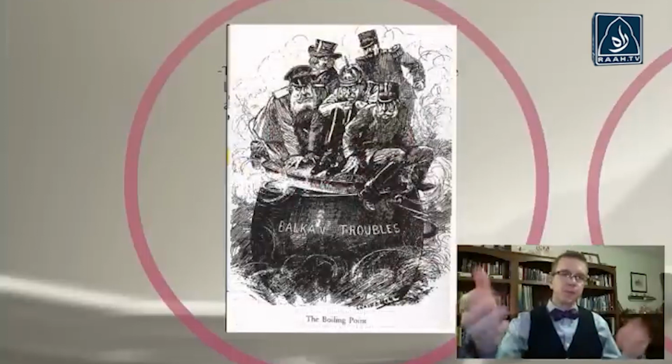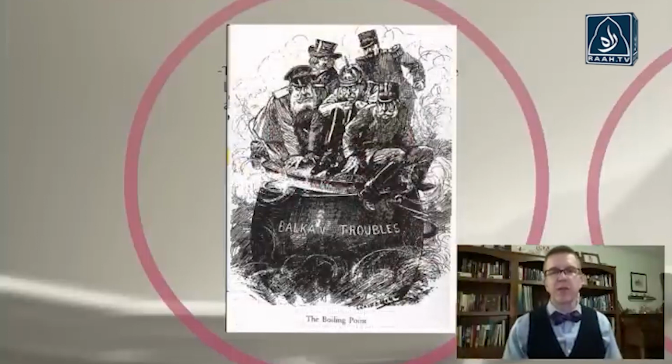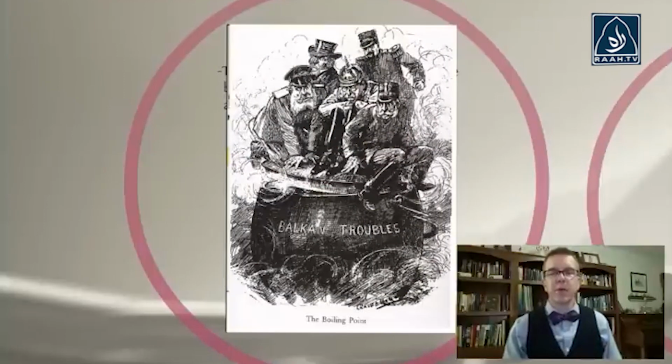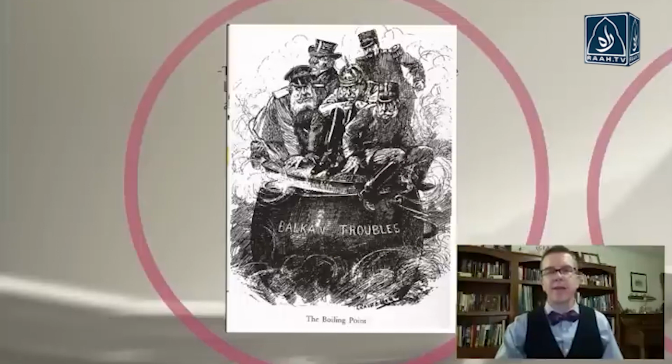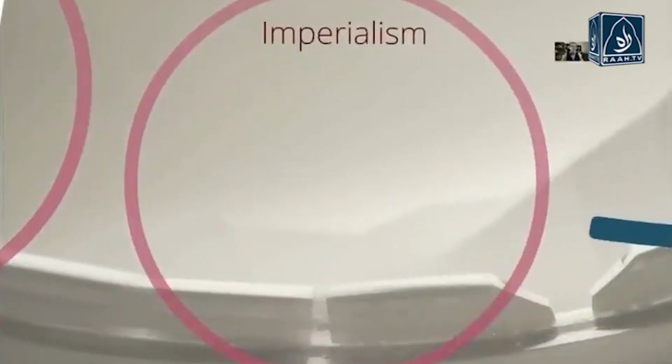Here we see the powers that be in Europe. We got the Kaiser there in the middle, the Austrian emperor here towards the front, England and France there in the back, and even Russia there with a beard. These guys are trying to put the lid on the boiling pot of Balkan troubles. Not a good time to put a lid on something once it's already on the boil.